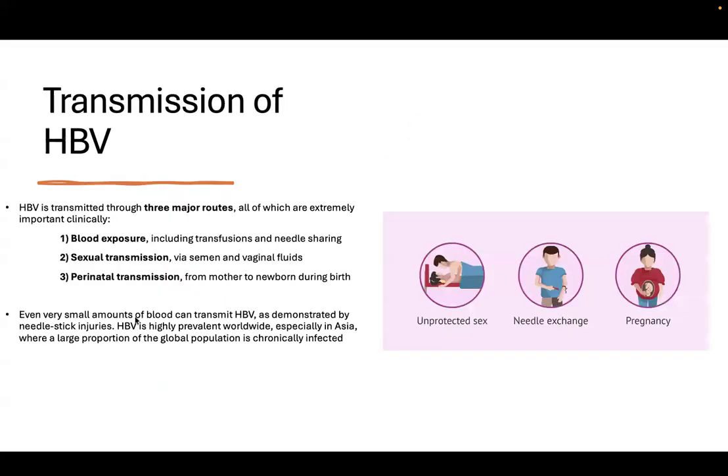So transmission of hepatitis B virus is through blood, sexual transmission, and prenatal transmission, and it is extremely successful. Technically, you just need a tiny, tiny amount of blood to transmit hepatitis B virus. Its prevalence worldwide is quite high. I think there are around 300 million chronic cases of hepatitis B virus, and we see this quite a lot in Asia.